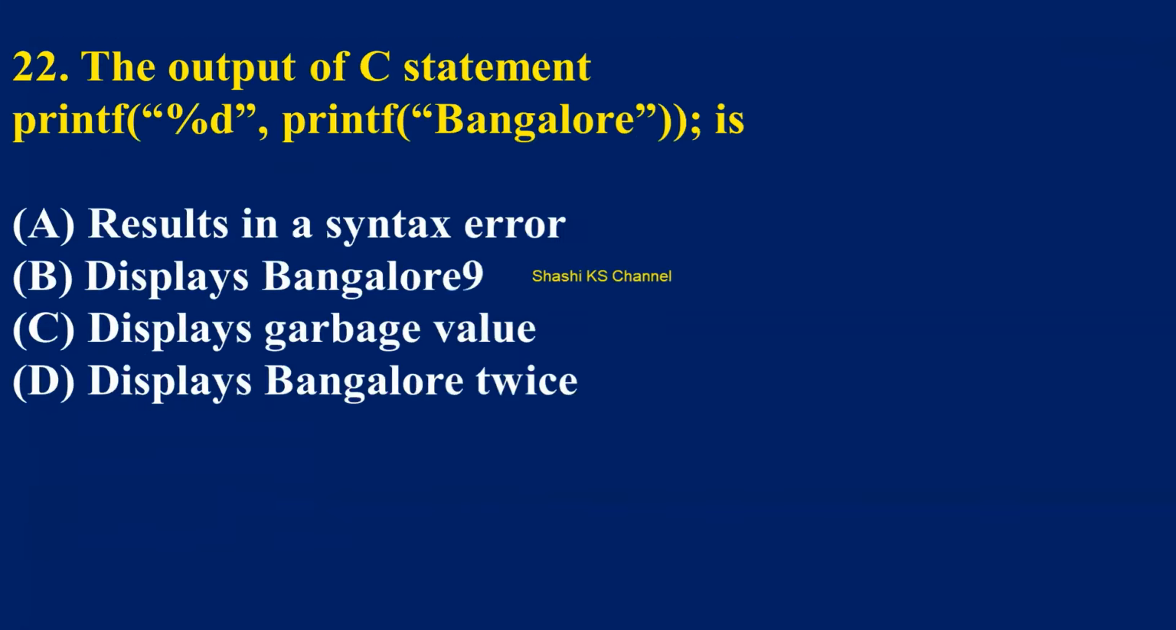The next question is the output of the C statement printf of %d printf Bangalore. This is an example of a nested printf statement. The inner printf statement will print Bangalore on the screen and return the length of the string printed to the outer printf statement. That's why you have %d here. There are 9 characters, so the length of the string is 9. So 9 will be returned to the outer printf statement and it will display Bangalore9 on the screen. So the answer for this would be option B.